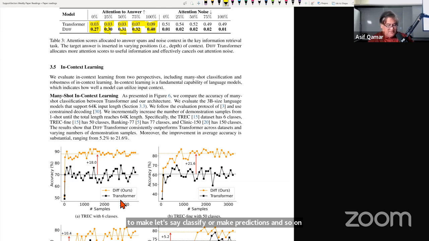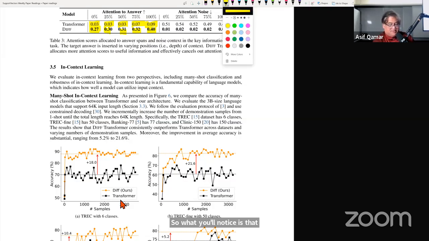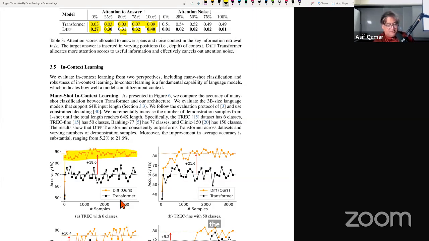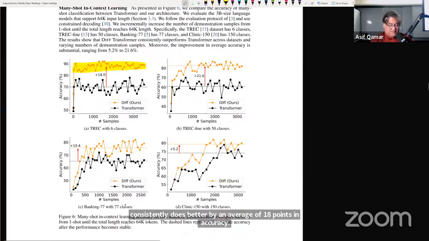So what you notice is that the diff transformer consistently does better. Look at this. It consistently does better by an average of 18 points in accuracy. Right? Likewise, and these are different benchmarks with 6 classes, etc., etc.